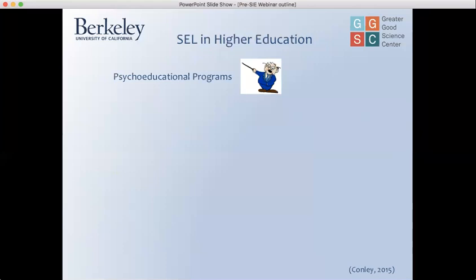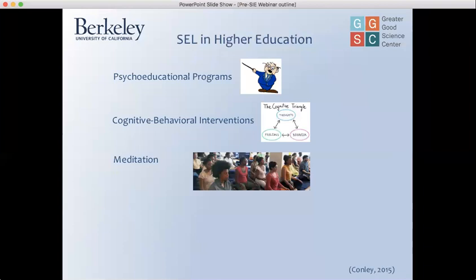The first are psychoeducational programs. These programs are didactic, providing information on topics such as stress, coping, ways to relax, but they don't provide skills. The next are cognitive behavioral interventions. These focus on learning how to monitor but also change one's thoughts in order to change one's emotional and behavioral reactions to situations. So really that connection between thoughts, behavior, and feelings. Next are meditation interventions. These often focus on teaching students to focus their mind on one thing, maybe their breath, a sound, a part of the body.